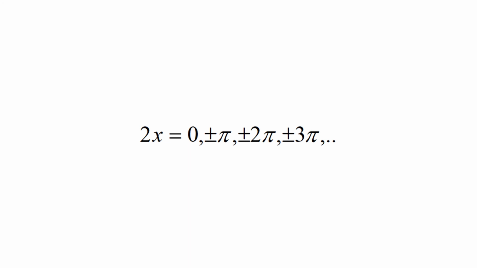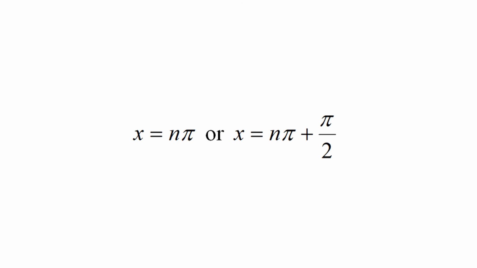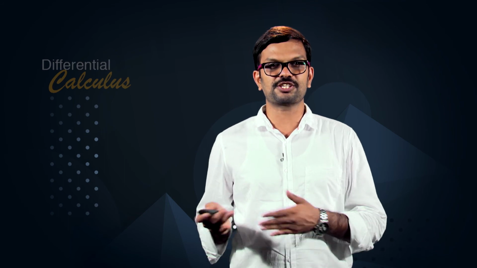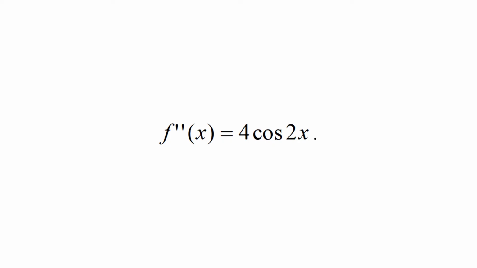So x equal to n pi or x equal to n pi plus pi by 2, where n varies over all integers. Hence, there are infinitely many local extrema. We shall now classify them. For this, f double dash of x is equal to 4 times cos 2x.